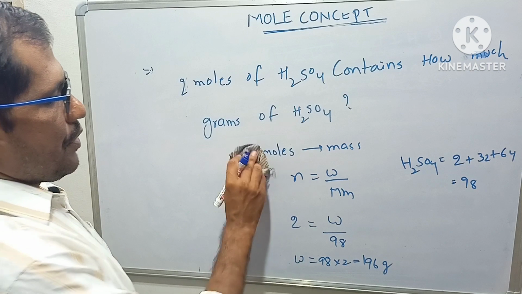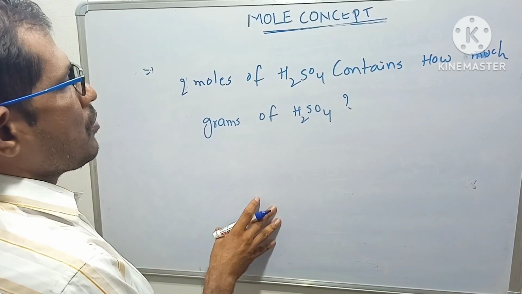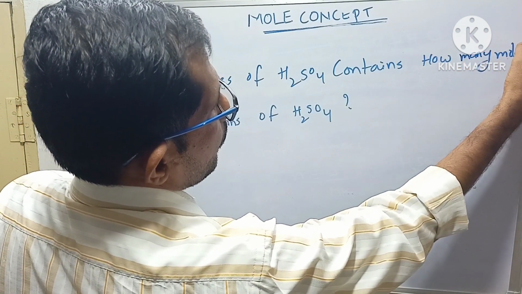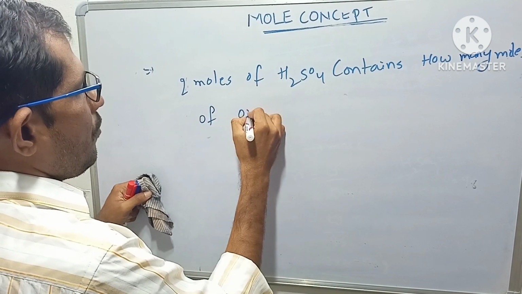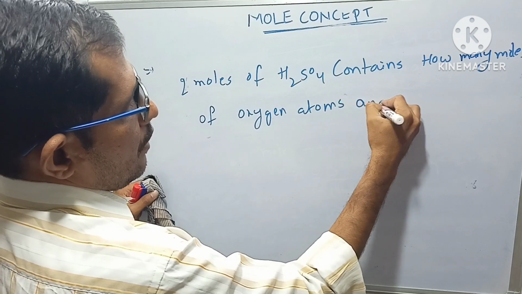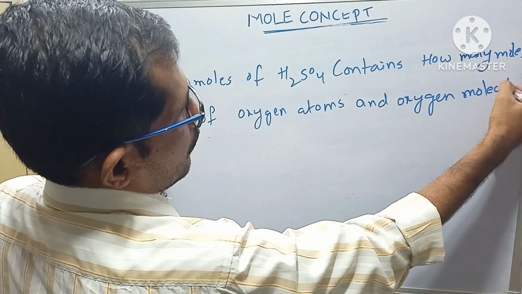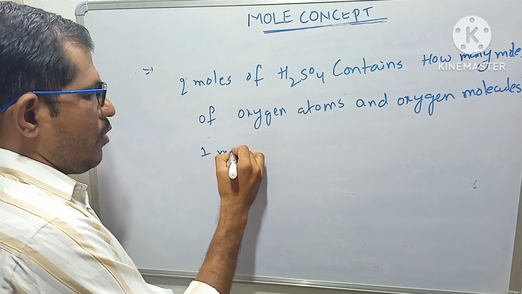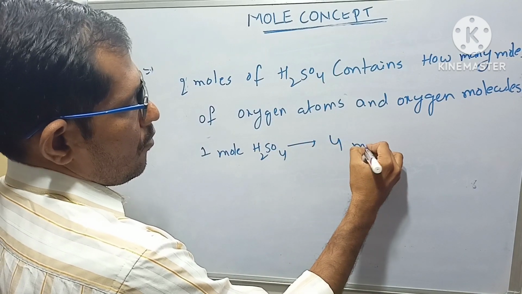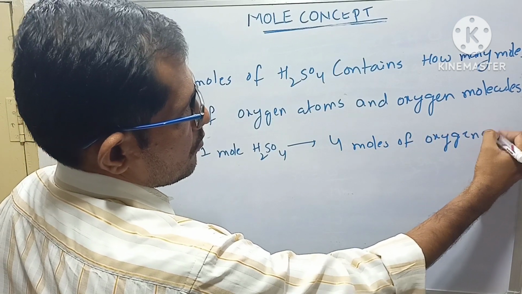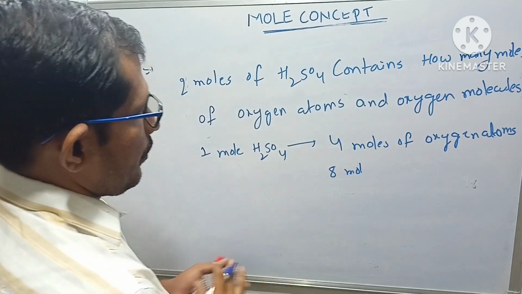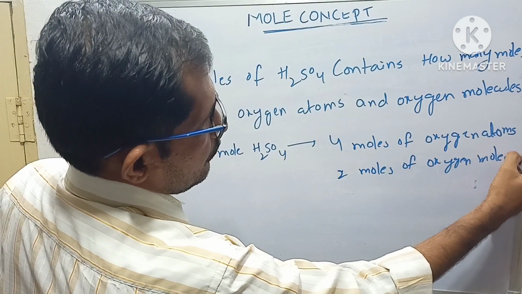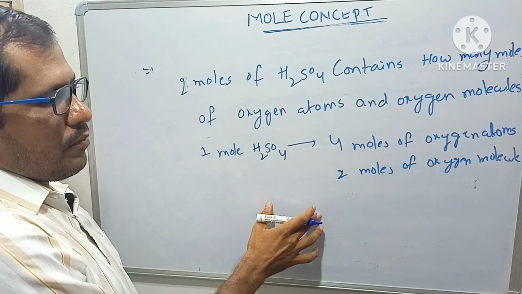So I will complicate this question a little by changing it. 2 moles of H2SO4 contain how many moles of oxygen atoms and oxygen molecules? As we know, 1 mole of H2SO4 contains 4 moles of oxygen atoms and 2 moles of oxygen molecules. Right, 1 mole of H2SO4 contains 4 moles of oxygen atoms and 2 moles of oxygen molecule.